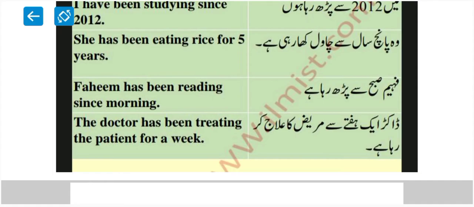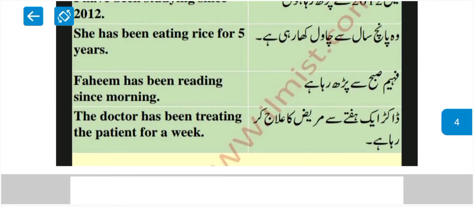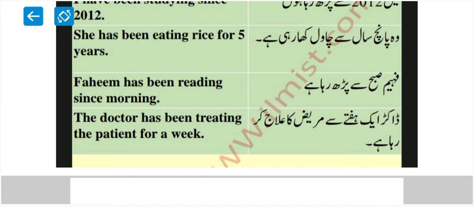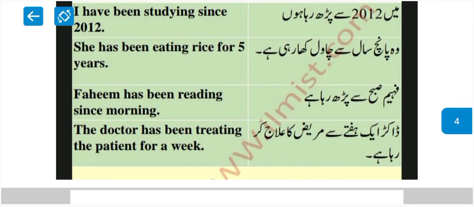फ़हीम सुबह से पढ़ रहा है. फ़हीम has been reading since morning. डॉक्टर एक हफ्ते से मरीज का इलाज कर रहा है. The doctor has been treating the patient for a week.